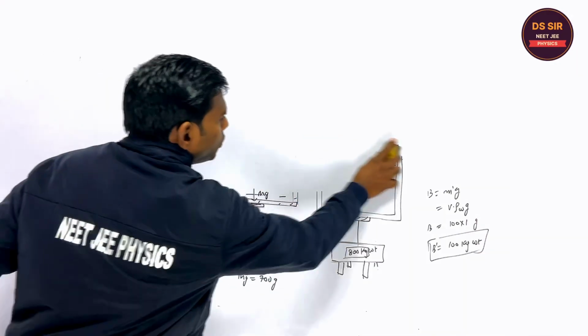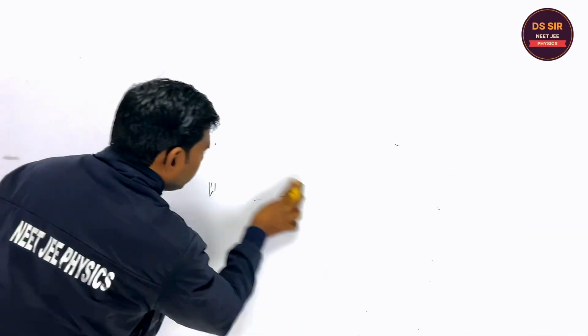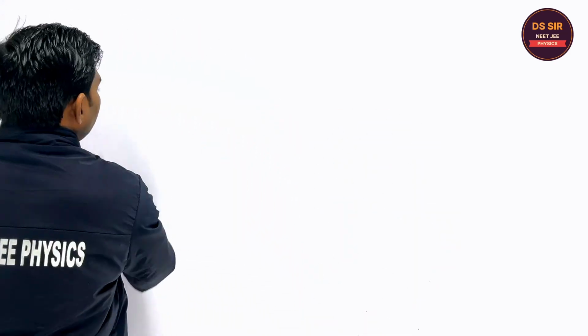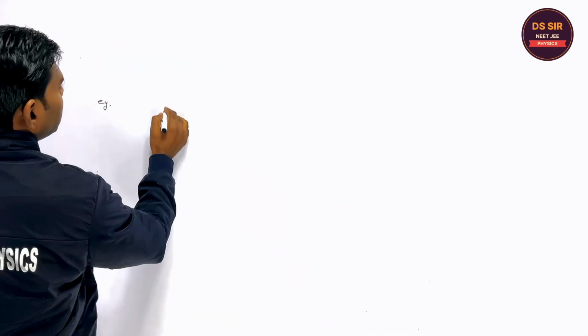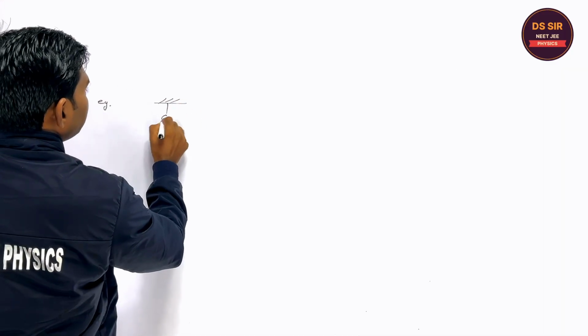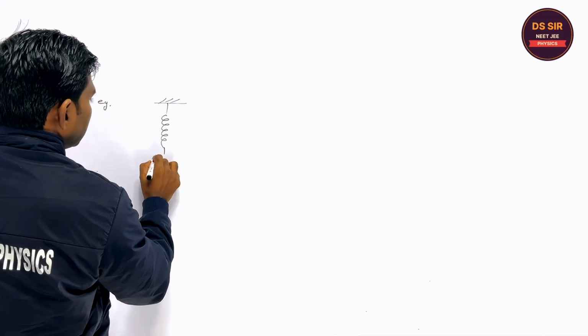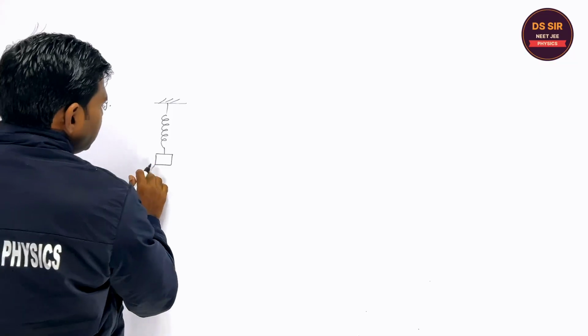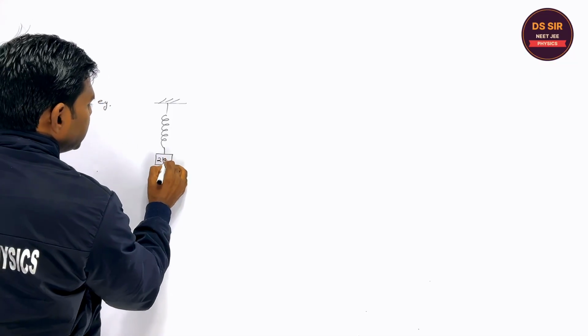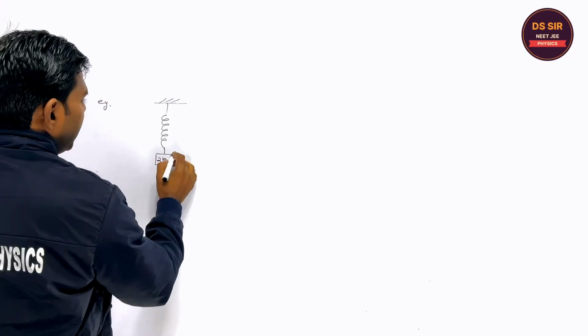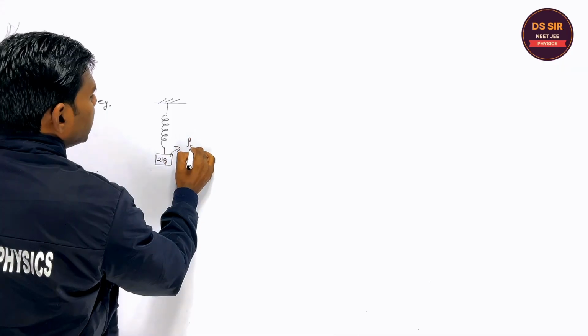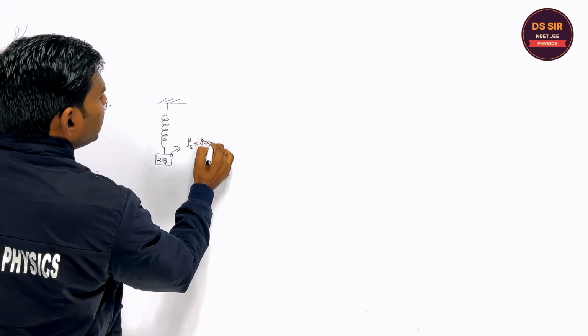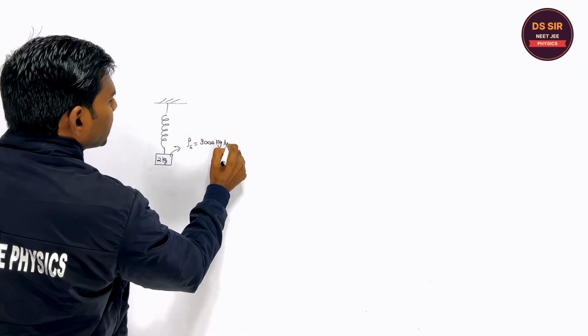Copy this. The same type of question I am explaining to you, although it will be given in your sheet. For example, suppose we have a spring mass balance like this, right, and this is a body of 2 kg, it is hanging, and the density of the solid is 800 kg per meter cube.